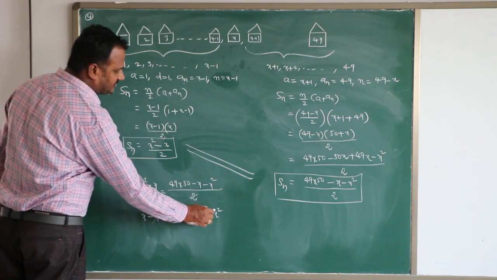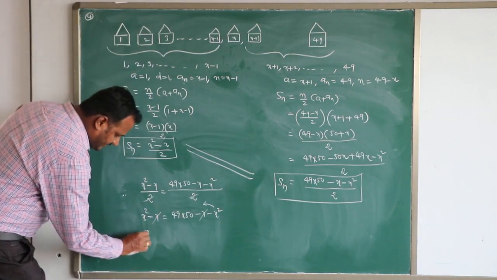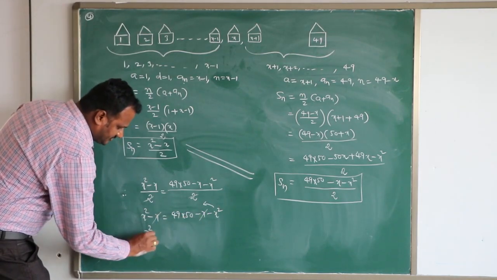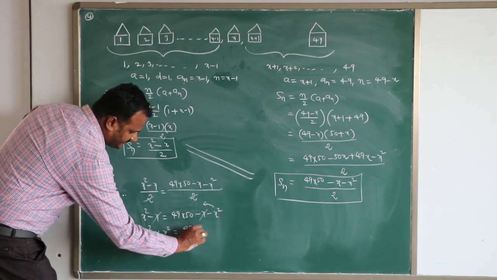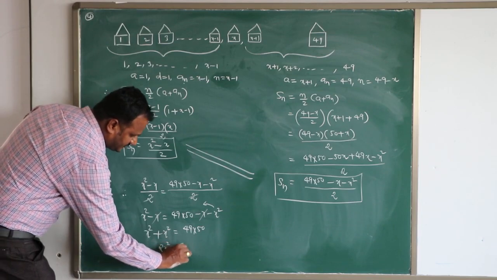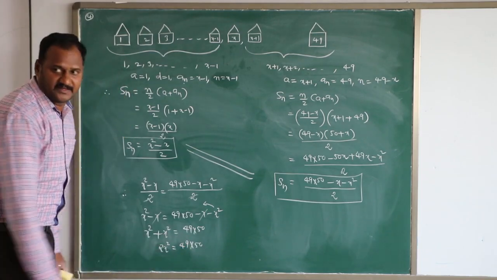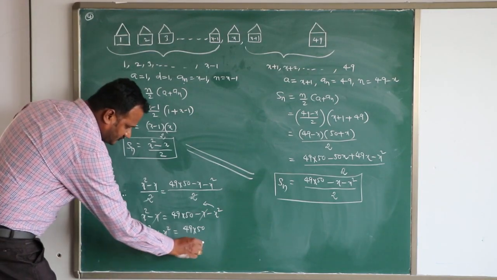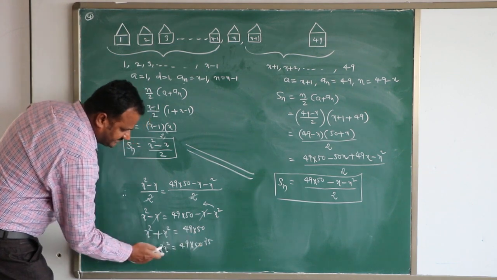Now transpose minus x square towards the right hand side. Then it is going to be: already 1x square is here, and transposing minus x square, so plus x square equal to 49 times 50. x square plus x square, equal to 2x square, is equal to 49 times 50. Can we cancel 2 and one of the terms? So 2 ones and 2 25s are 50. So here it is 49 and 25, and it is x square.